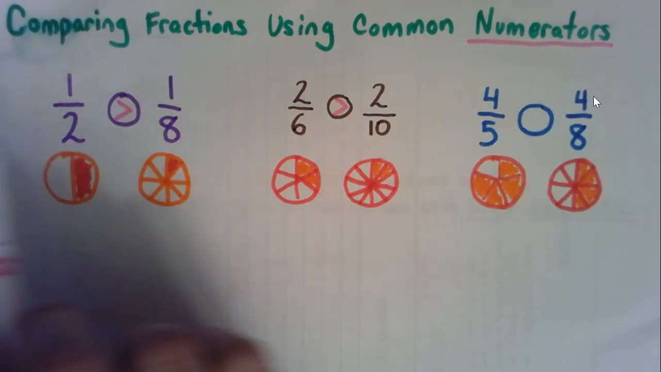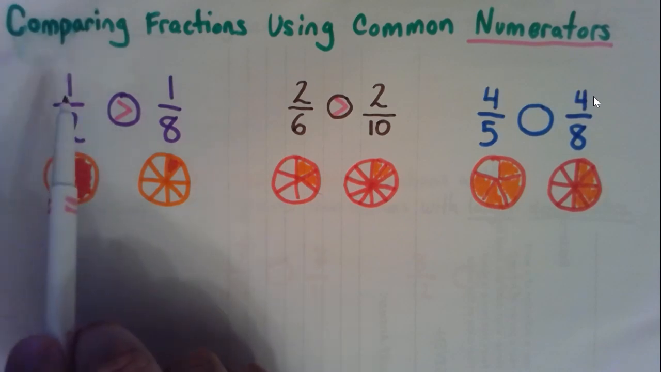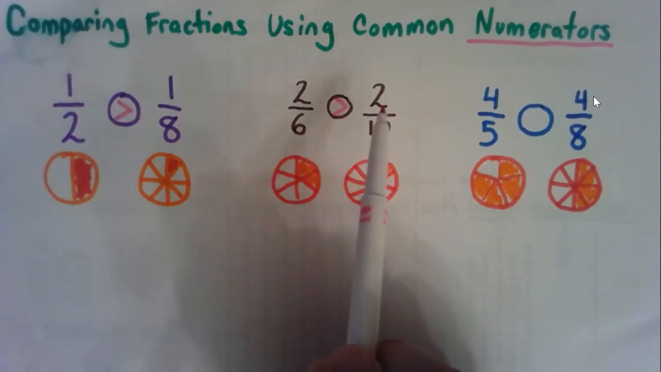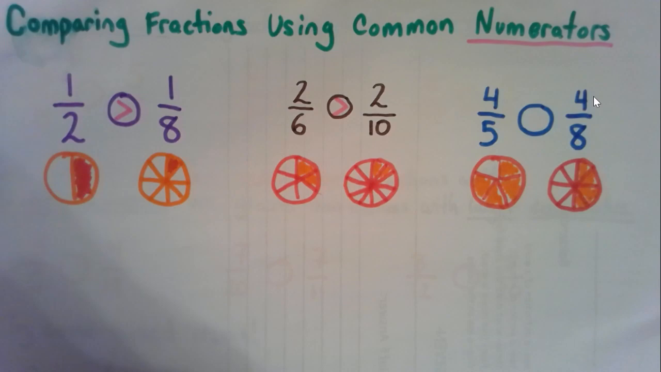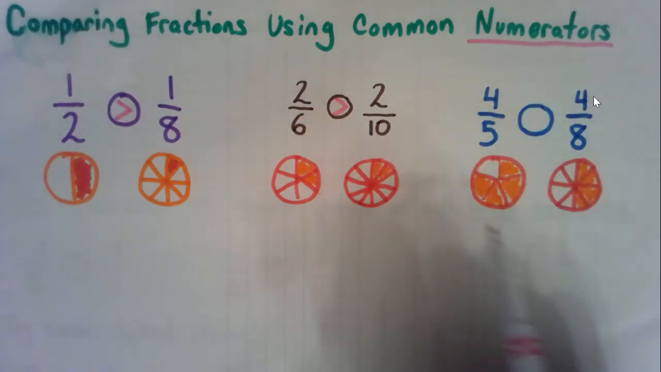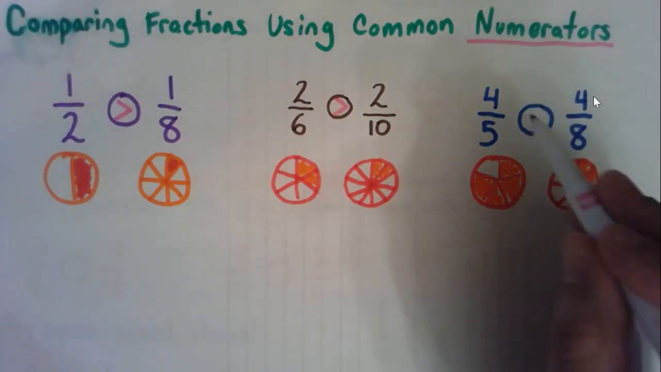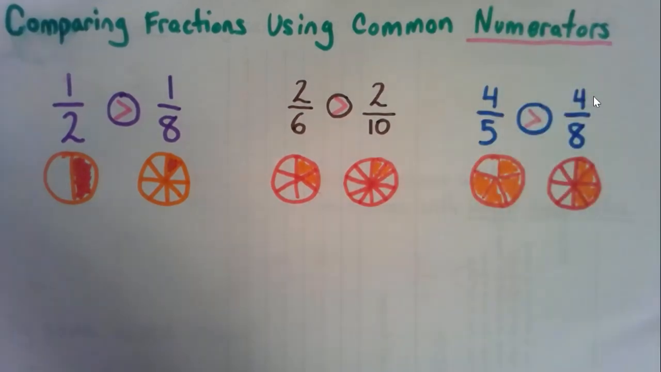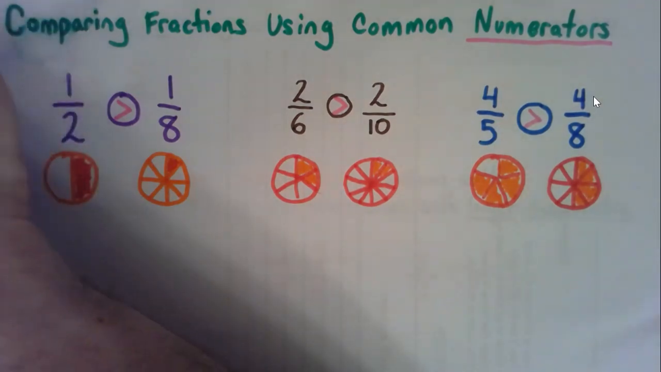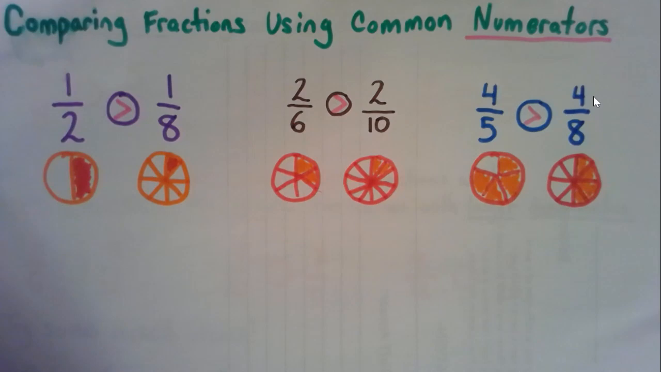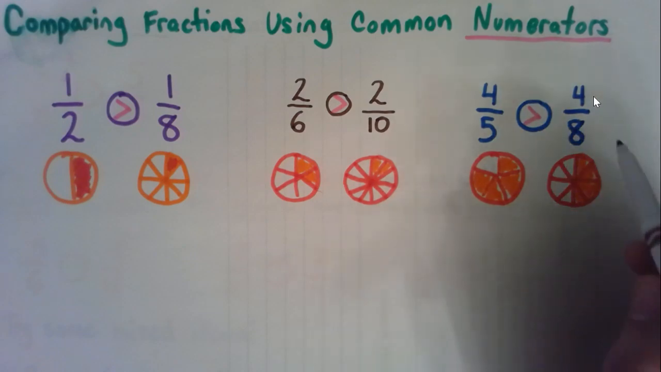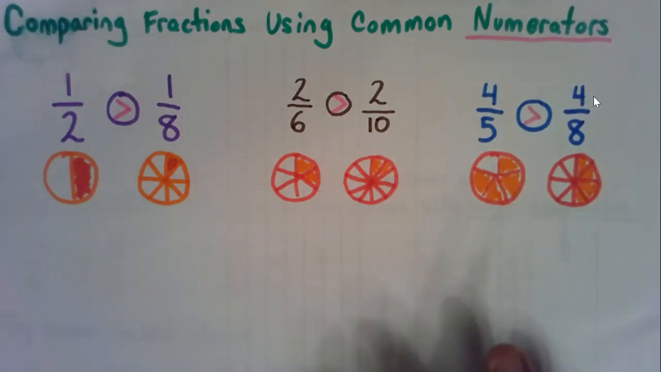A common mistake when using common numerators is that kids sometimes think that they're equivalent because they both have one part shaded, or they both have 2 parts shaded, or they both have 4 parts shaded. But that's not the case. It's about how big each of those parts are. So if we look at this last example again, you can see pretty plainly that 4/5 is much more than 4/8. 4/5 is greater than 4/8. And that's because each of those fifths here is much larger than those smaller eighths. So 4/5 is more than 4/8, even though they're both showing 4 parts.